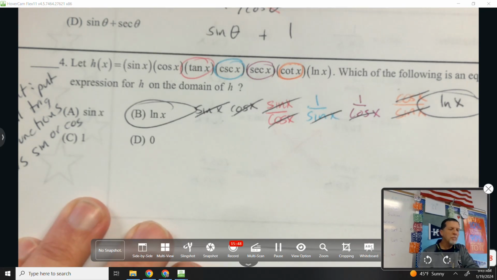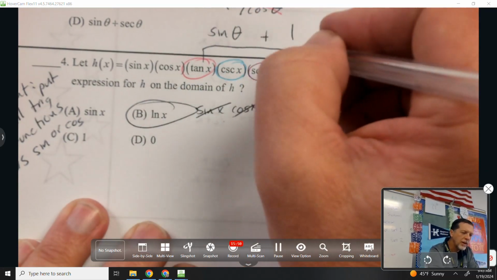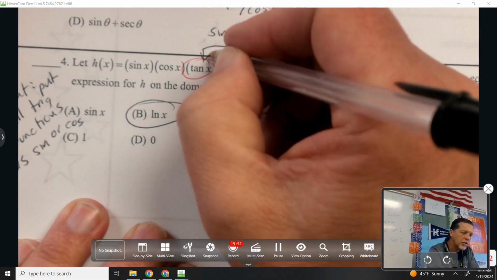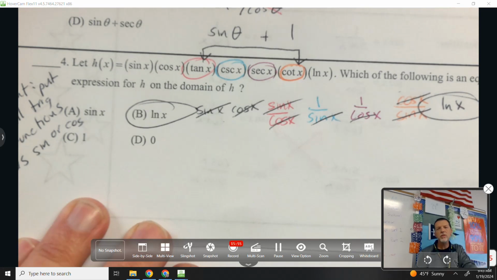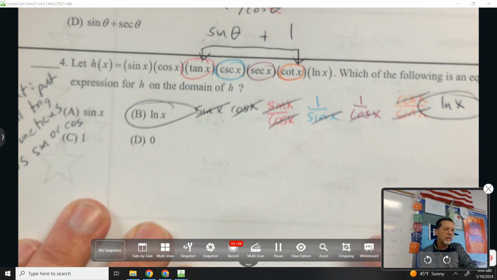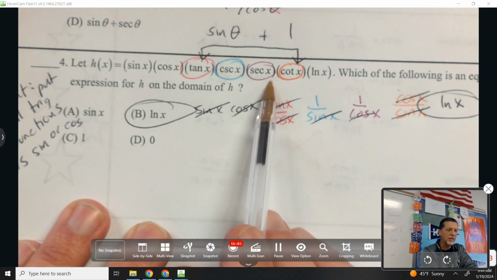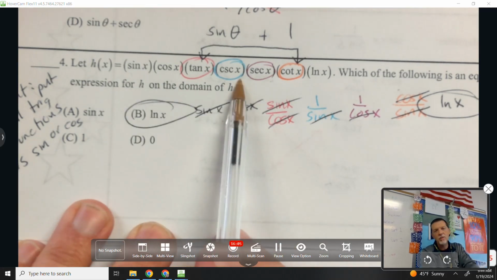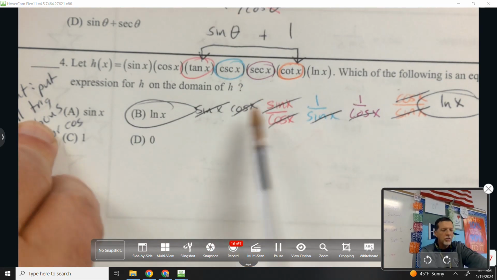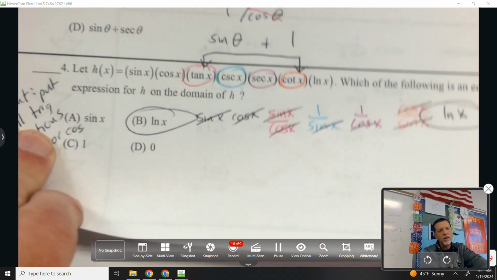I think some people would maybe right away see that tangent times cotangent is 1 because those are reciprocals. So that's another way to kind of pair them off and see how they cancel. And in fact, cosine and secant cancel to 1. Sine and cosecant cancel to 1. However you do it, you still need to show the work to show all those things.